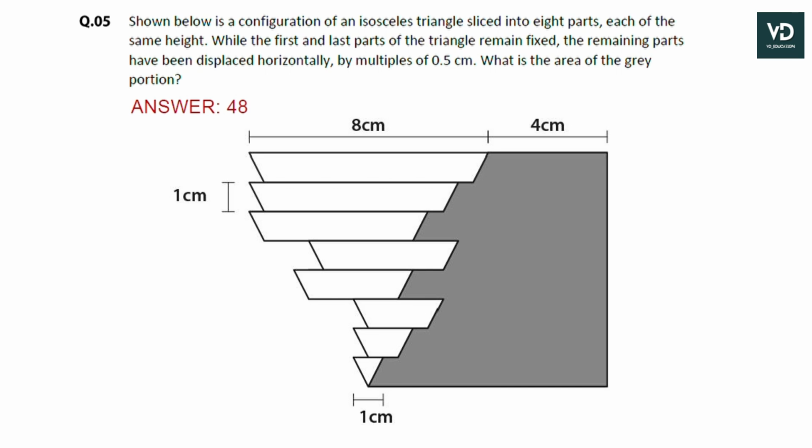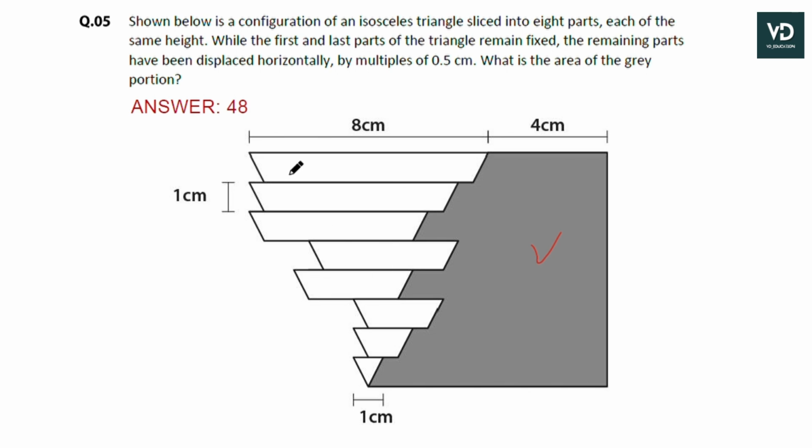So fifth question is, shown below is a configuration of an isosceles triangle sliced into 8 parts, each of the same height, while first and last part of the triangle remained fixed. Remaining parts have been displaced horizontally by multiples of 0.5 centimeter. What is the area of gray portion? So basically इस क्वेश्चन में हमें शेडेड पार्ट जो ये वाला है इसका एरिया कैलकुलेट करना है.